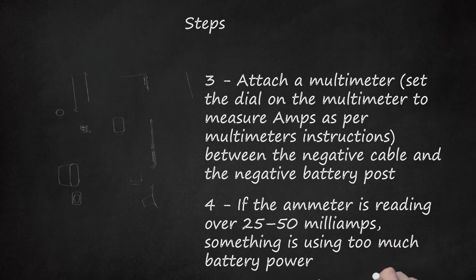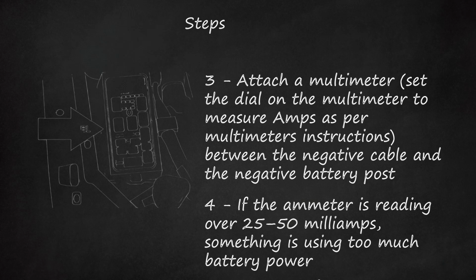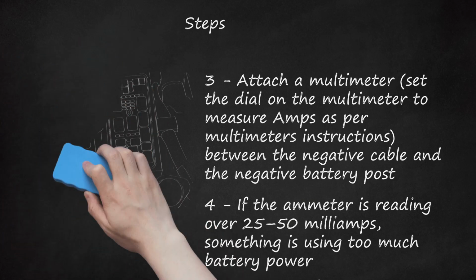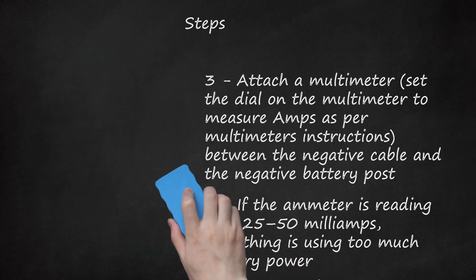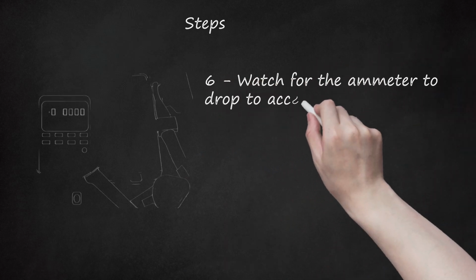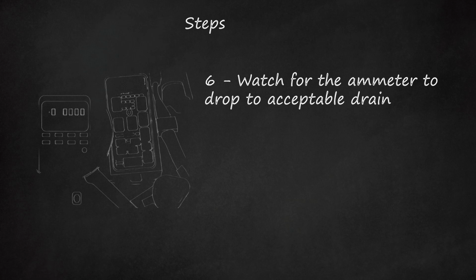5. Go to the fuse panels and remove fuses, one at a time. Pull the main fuses, higher amp ratings, last. Perform the same steps on all relays found in the fuse panel. Sometimes relay contacts can fail to release, causing a drain. Be sure to observe the ammeter after pulling each fuse or relay. 6. Watch for the ammeter to drop to acceptable drain. The fuse that reduces the drain is the draw.